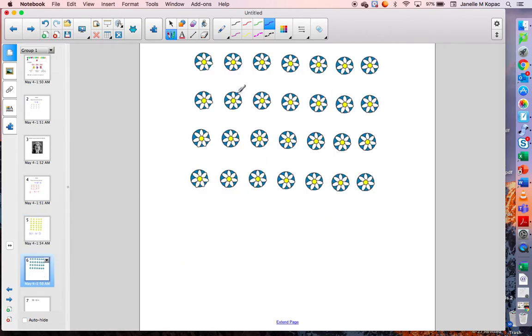Let's try this one, an array of flowers. So let's find our big number, the dividend. How many flowers do we have in all? 1, 2, 3, 4, 5, 6, 7. And another 7 makes 14. And another 7 is 21. And another 7 is 28. We have 28 flowers in all. How many groups do we have? In other words, how many rows? 1, 2, 3, 4. We have 4 rows or 4 groups. So, how many flowers are in each row? There are 7 flowers in each row. 28 divided by 4 equals 7.